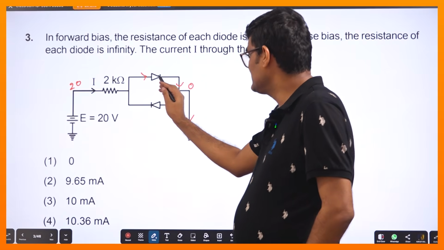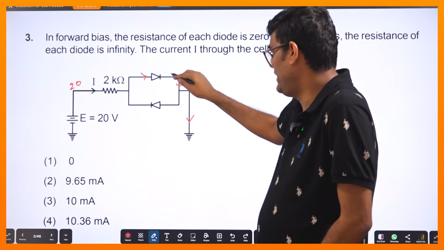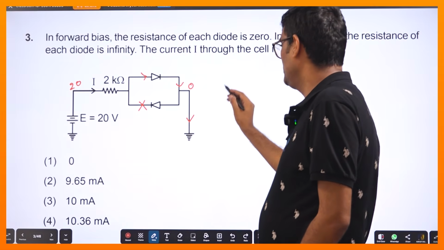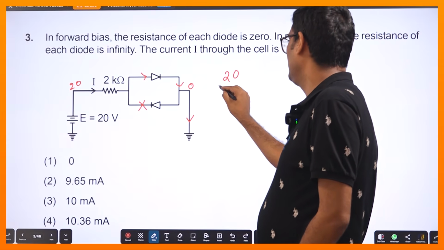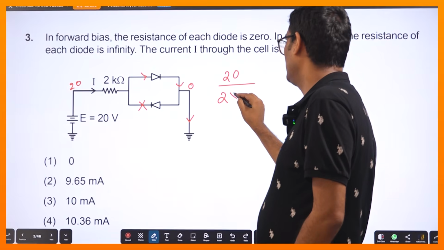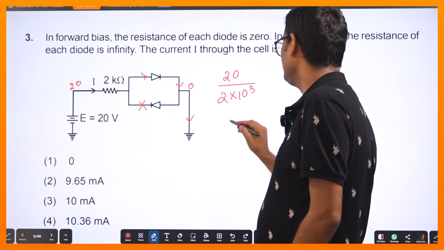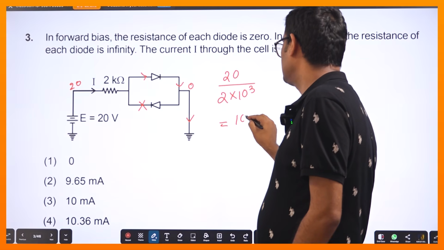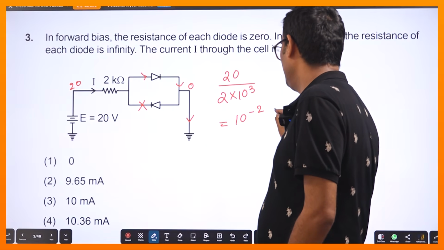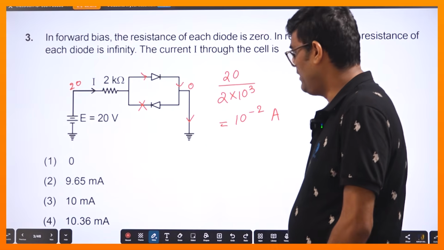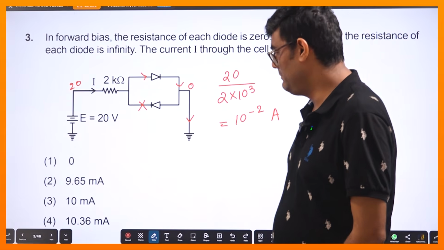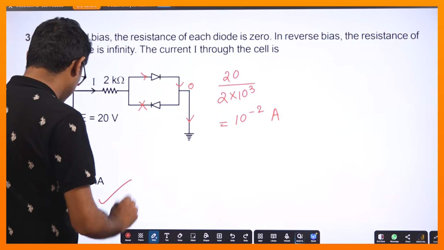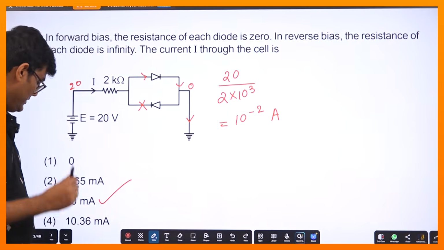As there is no resistance for this forward bias diode, current cannot enter this, right? So this current should be 20 volt divided by 2 kilo ohm. Kilo ohm means 10 power 3. So the answer is 10 into 10 power minus 3, it's 10 power minus 2 ampere, right? 10 power minus 2 ampere means 10 milliampere. That should be your answer. 10 milliampere is your answer for this question, right? I think you have understood.